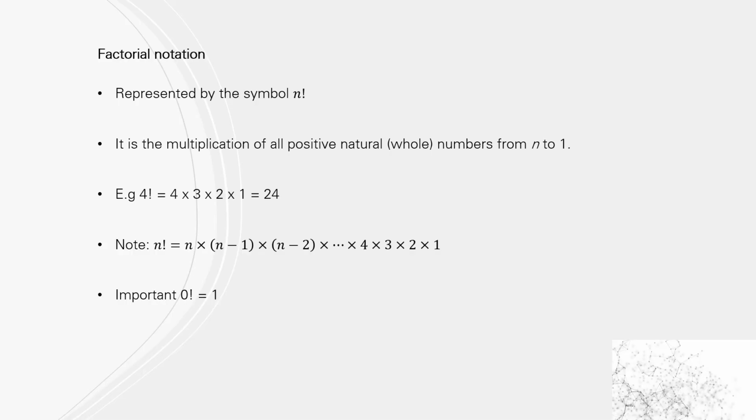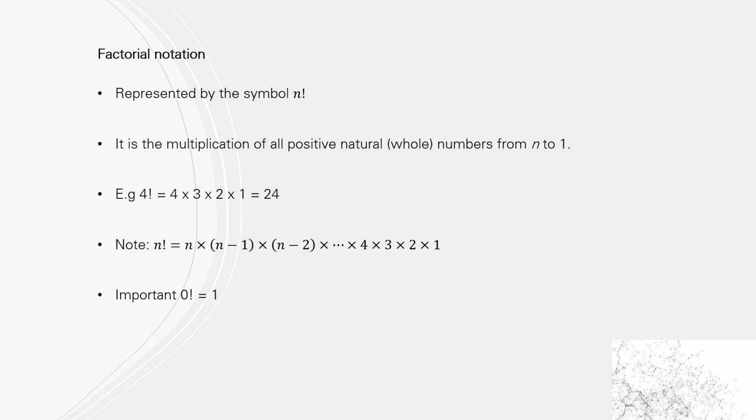So, factorial notation. You might have seen this symbol on your calculator. It's got the exclamation mark, which is the symbol that represents factorial. What it does is it's the multiplication of the natural whole numbers from n to 1. So if we were saying 4 factorial, it'd be 4 times 3 times 2 times 1. You could do that on your calculator by pressing 4 times 3 times 2 times 1, or you could do 4 factorial and it would get you 24.